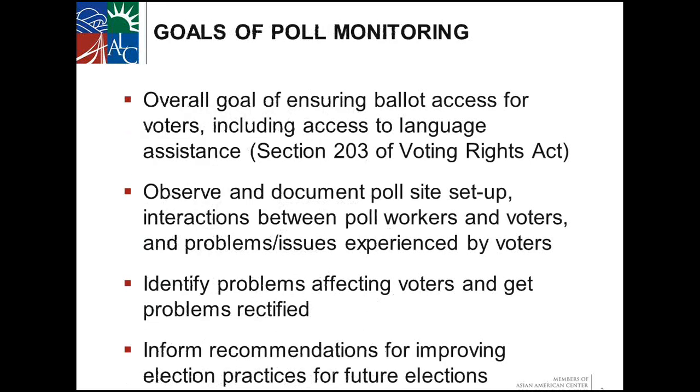Now, when we're talking about goals of poll monitoring, number one obvious goal is to ensure ballot access for voters. But this, for the Asian American community, includes access to language assistance required by Section 203 of the Voting Rights Act. Many of us operate in jurisdictions that are covered under Section 203 for certain specific languages. Here in Cook County in Illinois, we have Asian Indian language assistance as well as Chinese language assistance required under Section 203 of the Voting Rights Act.